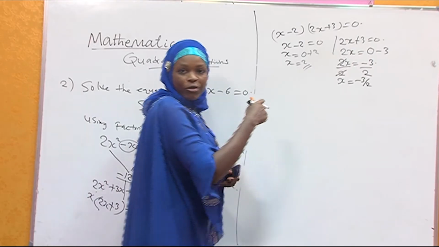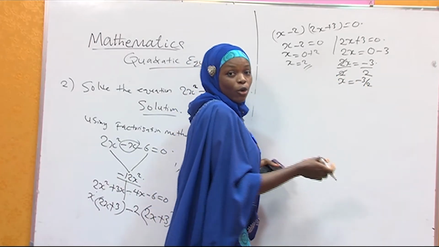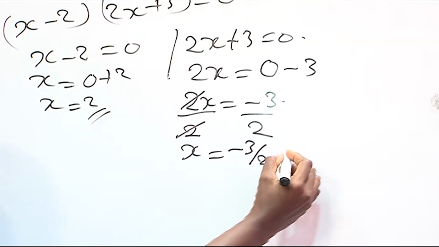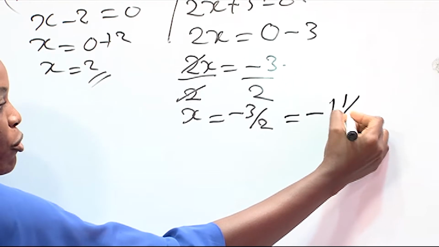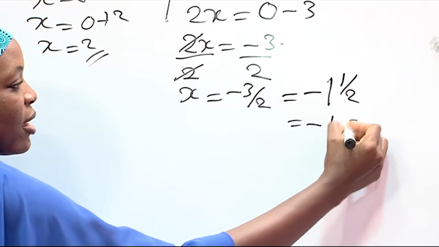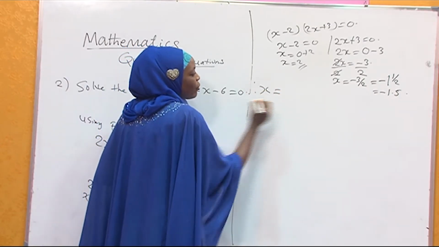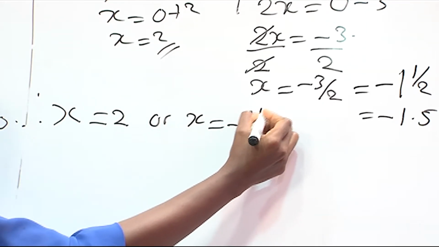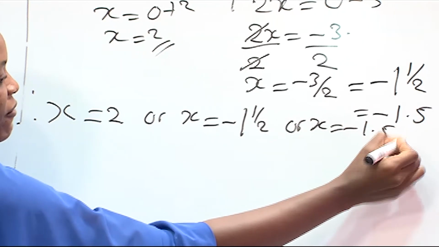You cannot leave your final answer as an improper fraction. Either you leave it as a decimal or you simplify further, making it a mixed fraction. So this is an improper fraction. If you simplify, 2 in 3 will give you 1, remainder 1 over 2. Or you write your answer in decimal, which is minus 1.5. So finally, therefore x is equal to 2, or x equals minus 1 whole number 1 over 2, or x equals minus 1.5.